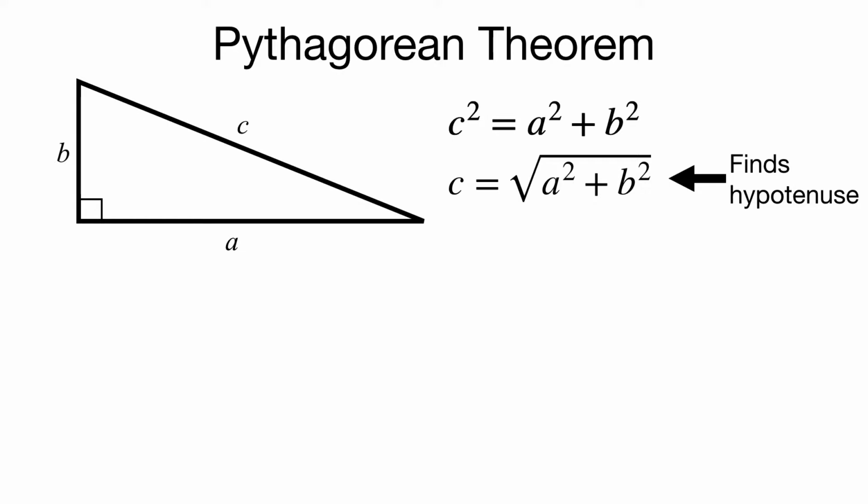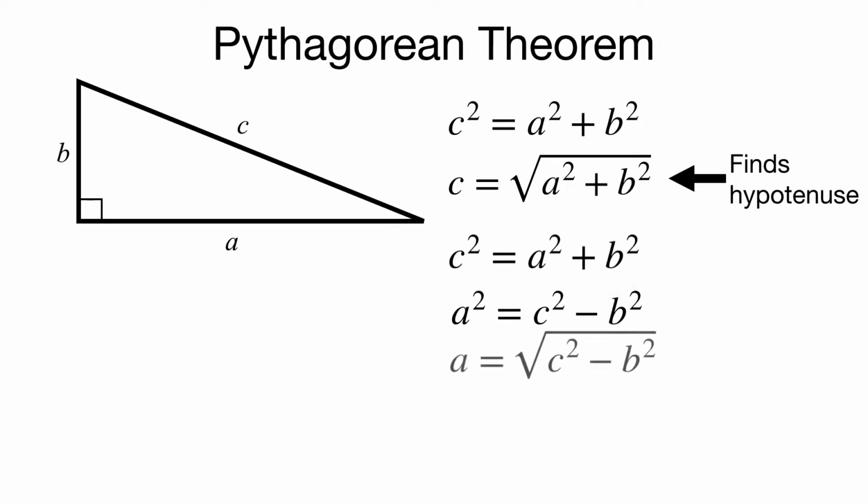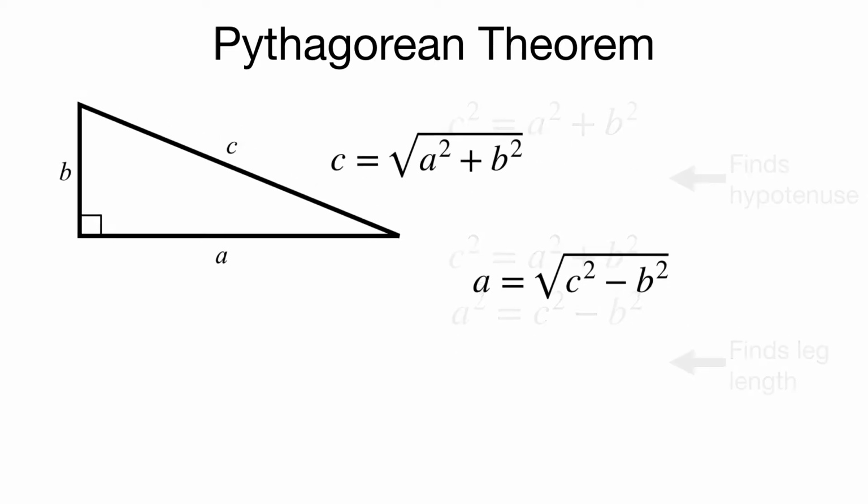But what if I want a side length? We're going to take that c squared equals a squared plus b squared, subtract b squared from both sides, again turn that equation around, and then take the square root of both sides. a will be the square root of the hypotenuse squared minus that side that we do know. That will give us any leg length in a right triangle.